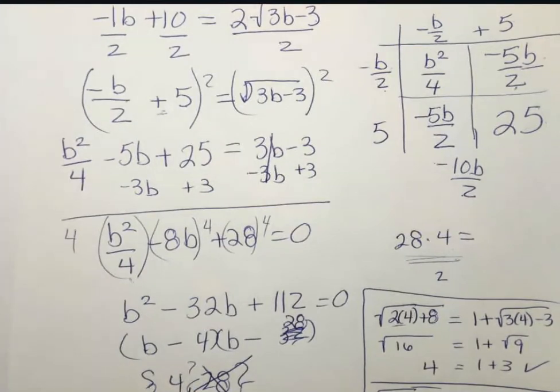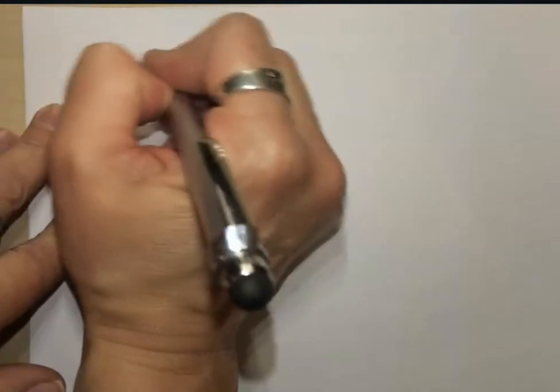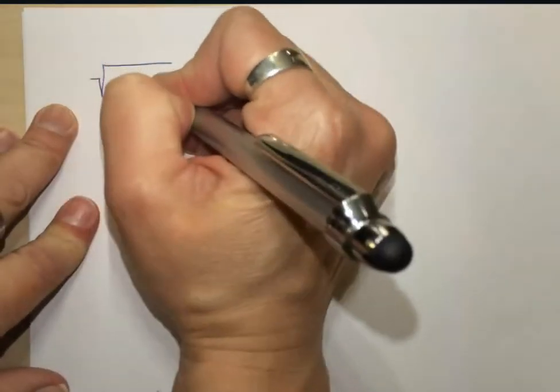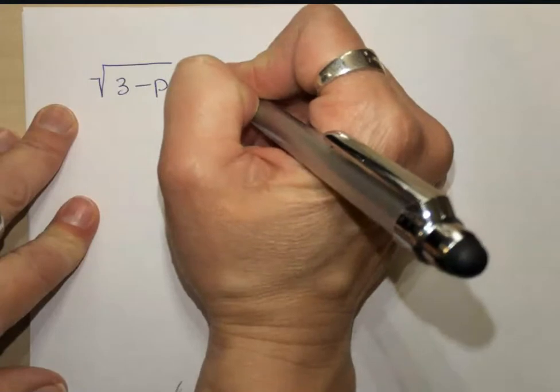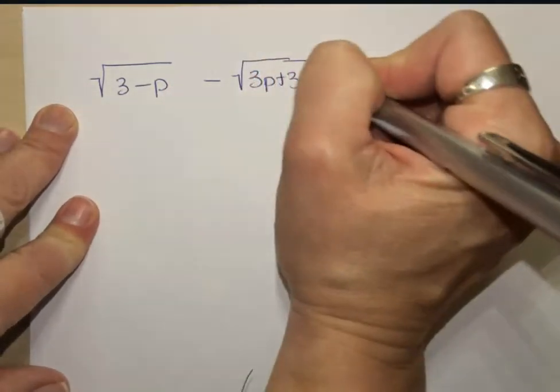I'm going to give you one more problem. This is the most difficult problem that you'll have. If you have any, it will only be one of them. So I'm going to give you one more problem to try, and I'm going to pause the video and then I'll come back with the solution. So your next problem to try is going to be this one. Square root of 3 minus p minus the square root of 3p plus 3 equals negative 2.